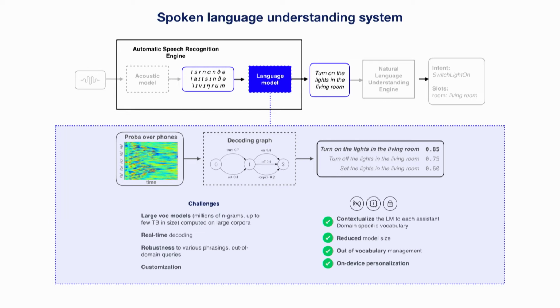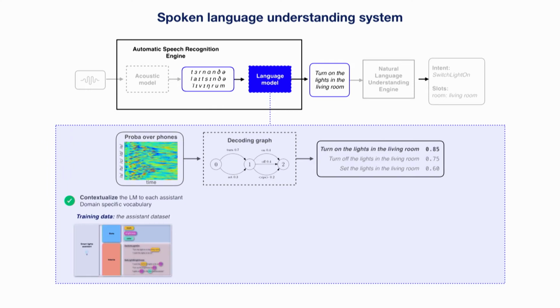So at Snips, what we did is basically to specialize the language model, what we call contextualization, which allows us to reduce the size of the model. But then we had to come up with a strategy to handle out-of-vocabulary words, and it allows on-device personalization, which means private personalization. So how did we do it?